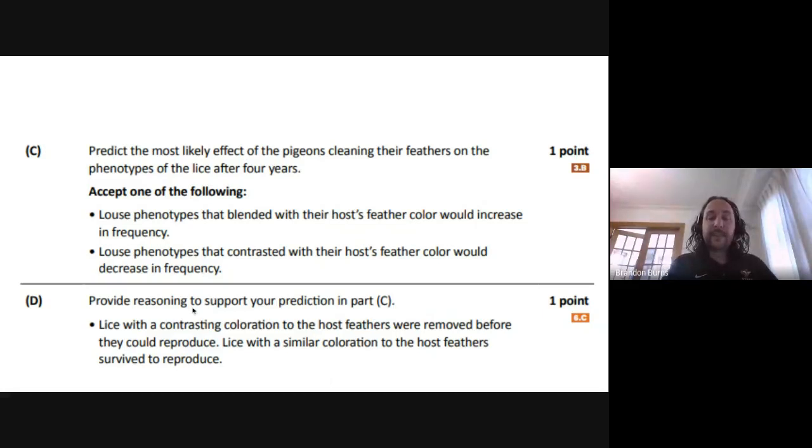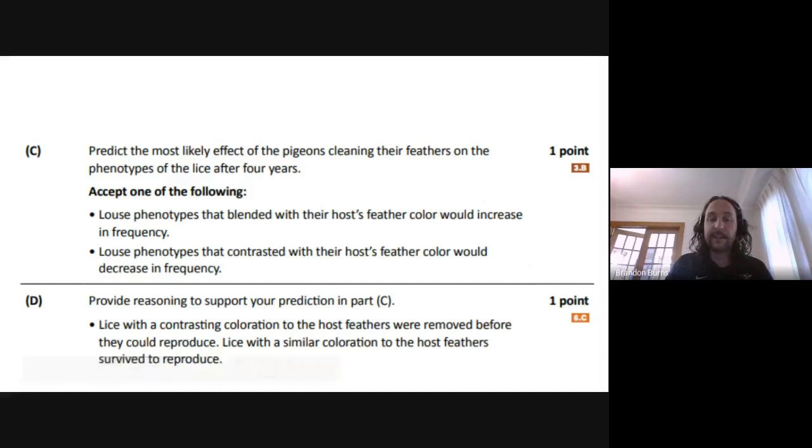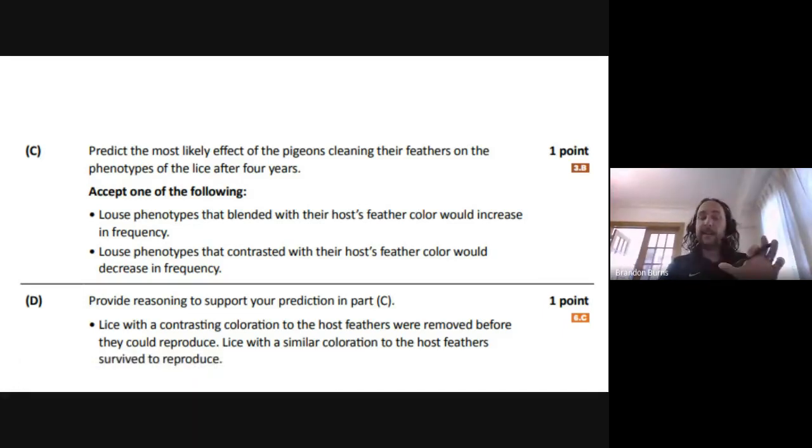And then provide reasoning to support your prediction for part C. Here's where you can talk about how being a dark colored lice or a light colored lice is an advantage. So lice with contrasting body coloration to the host could be removed before they could reproduce. If you have similar coloration to the host, you're more likely to survive and reproduce. Okay, there's where you can actually talk about the color and which ones are going to survive and reproduce. But notice you have to talk about reproduction. You have to talk about the lice reproducing. That's why certain individuals will become more or less common.